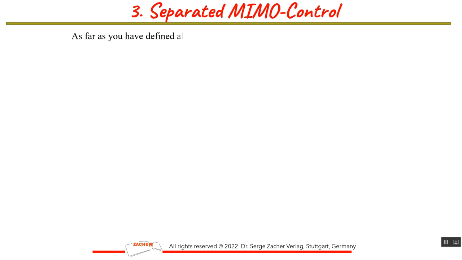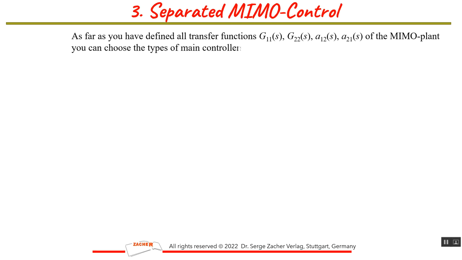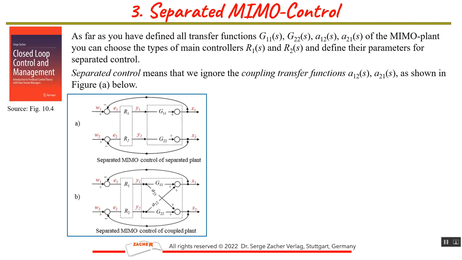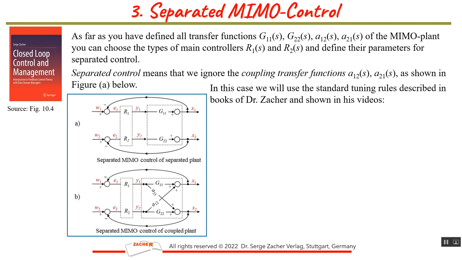Part 3. Separated control. As far as you have defined all transfer functions of the MIMO plant, you can choose the types of main controllers and define their parameters for separated control. Separated control means that we ignore the coupling transfer functions A12 and A21, as shown in figure A below. In this case, we will use the standard tuning rules described in books of Dr. Zucker and shown in his videos.